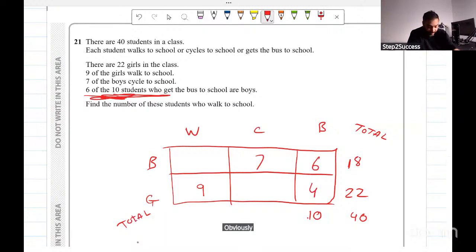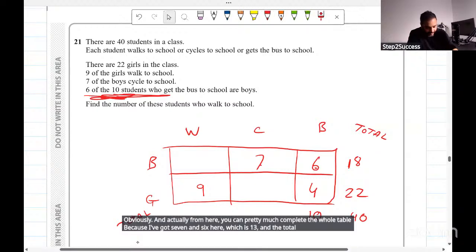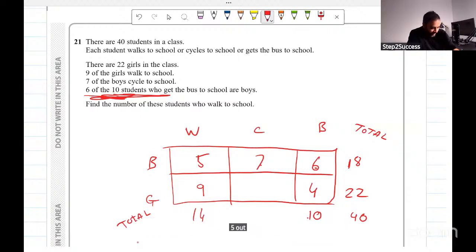And actually, from here, you can pretty much complete the whole table because I've got seven and six here, which is 13, and the total of the boys is 18. So there must be five of them that walk to school. Five add nine is 14. So there's a total of 14 people who walk to school.